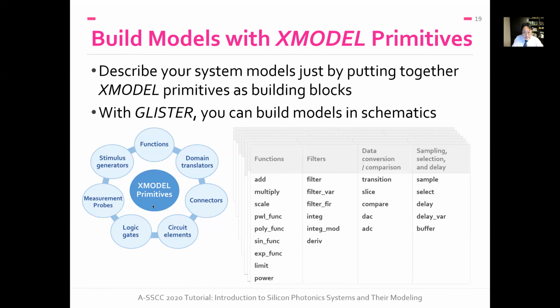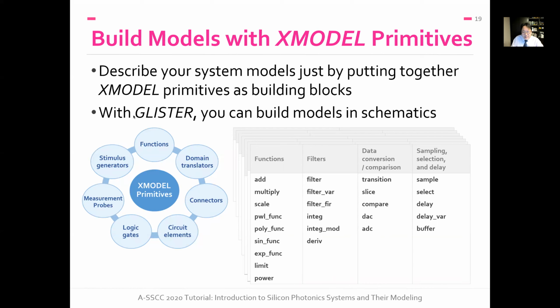And finally, there's a set of primitives for modeling what the circuit does, like the functions of the circuit: adding and multiplying, filtering, integrating, transitioning from digital to analog and vice versa, sampling, delaying, and so on. Okay, so what you see is that in XMODEL, you never write code to model your systems or circuits. You just put together these XMODEL primitives as building blocks.